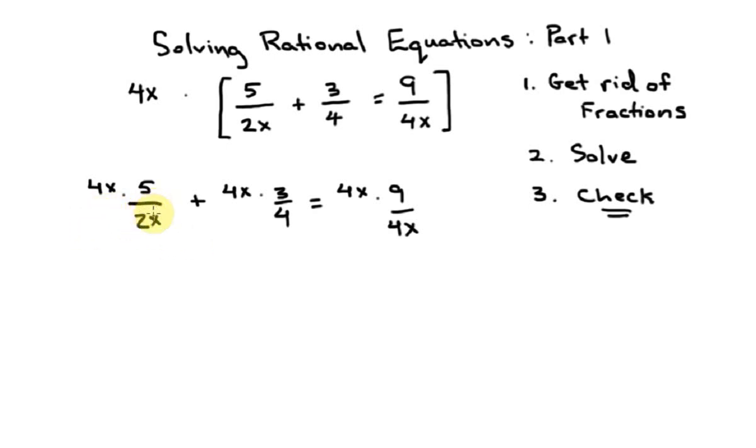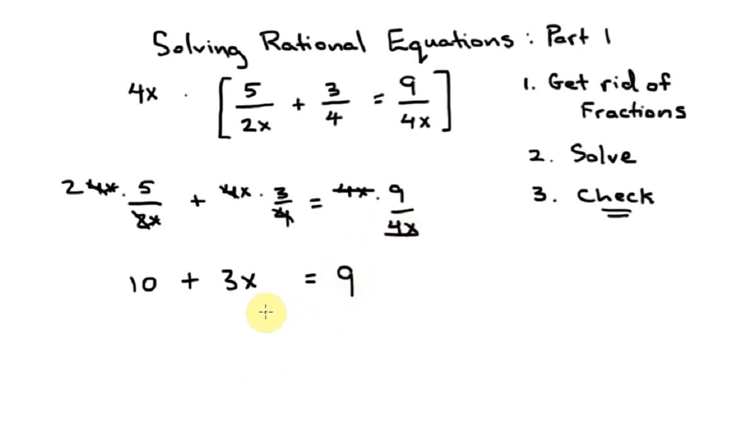But anyway, so what can we do here? Well, look at this. The x's certainly cancel. And the 2 divides into the 4 twice. So I'm left with 2 times 5, which is 10. Well, that's not too bad. Then over here, these 4's cancel. Now the x doesn't cancel, but I do end up with 3 times x. So that's just 3x. And look at the guy on the right. The 4x's totally just cancel, and it equals 9.